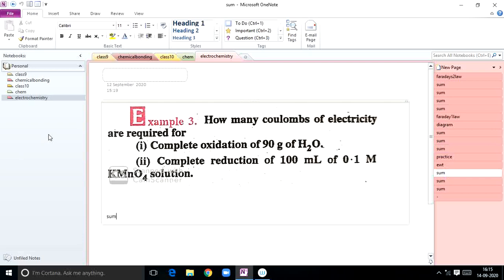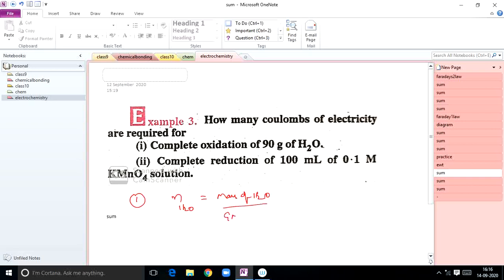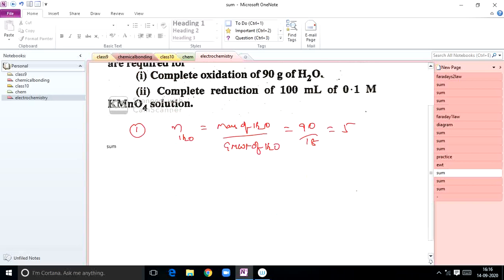How many coulombs of electricity are required for complete oxidation of 90 grams of water? Here, 90 grams of water, first you convert that. Number of moles of water is equal to mass of water divided by gram molecular mass of water. Mass of water is 90, gram molecular mass of water is 18, that is equal to 5. So we'll get 5 moles of water.